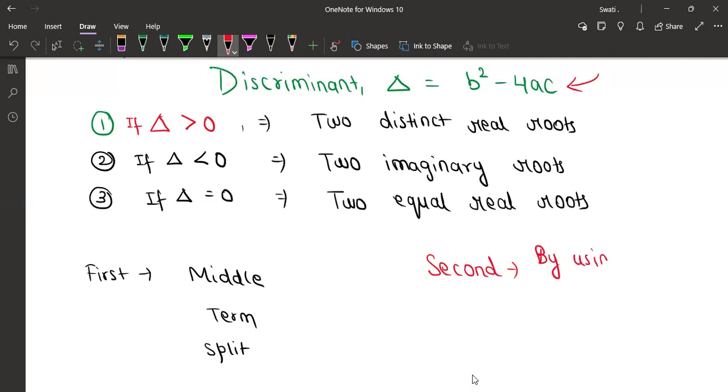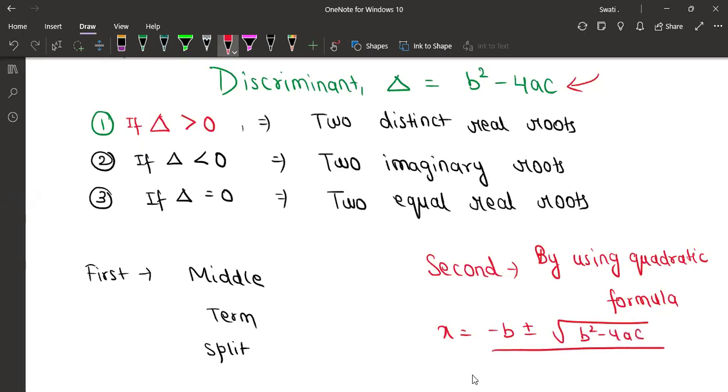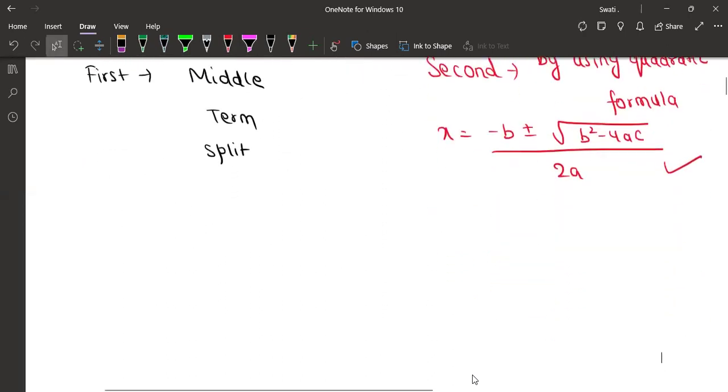You will directly get the roots if you use the quadratic formula, and this formula is very simple. We just have to make use of the discriminant. So x will be equal to minus b plus minus. For one root it is plus, and for the other root it is minus, so I'm just writing it together. Minus b plus minus root over b square minus 4ac. You can notice that under the root I have just written the discriminant formula, and then divided by 2a. So that's the formula. All right, this is about the quadratic equation.